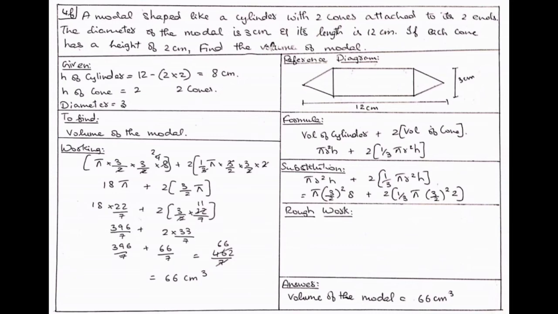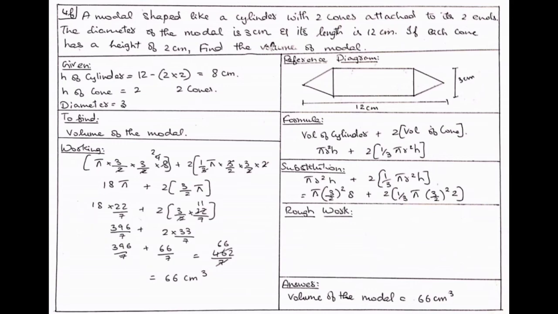The height of the cone is 2 cm, and there are 2 cones, and the height of the whole model is given as 12. So the height of the cylinder is the height of the whole model minus the two cones' height. So 2 into 2, so 12 minus 2 into 2 is 12 minus 4, which gives 8 centimeter. You can refer to the diagram to look at it.